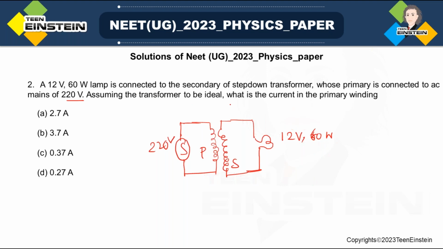Assuming the transformer to be ideal, what is the current in the primary winding? We have to find out the current in the primary winding. Let us say that is IP, if the transformer is an ideal transformer. Ideal transformer means it has 100% efficiency. That means, for an ideal transformer, what can we write?